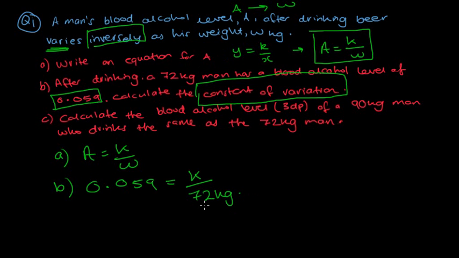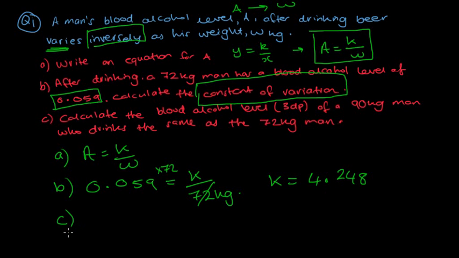If you've got your graphics calculator, you can tap that in and let it solve. Otherwise, if you want to do it the longer way, opposite of divide by 72 is simply times by 72. So we're just doing 0.059 times 72. If we type that into our calculator, we should get approximately 4.248. They haven't asked us to write that into the equation, it just asks us for the constant of variation in that particular question.